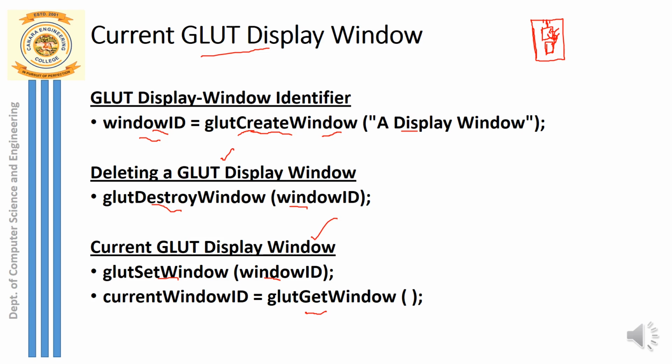So what is this glutGetWindow function? This actually returns the ID of the current active display window. So whichever display window is actively running in the forefront, its window ID can be returned with the help of glutGetWindow, right? That current window ID is returned and you can store it in a variable. All these functions you use in the special case, that is when you have multiple display windows.